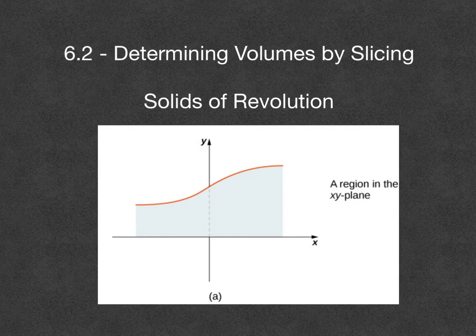Hi everyone, in this video we are going to cover section 6.2, determining volumes by slicing, and we begin the section by trying to understand what is meant by a solid of revolution. In the last section and earlier in chapter 5, we talked about the area under a curve. That's what we find when we evaluate definite integrals, right?